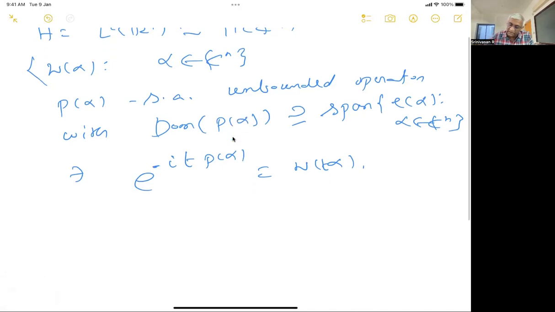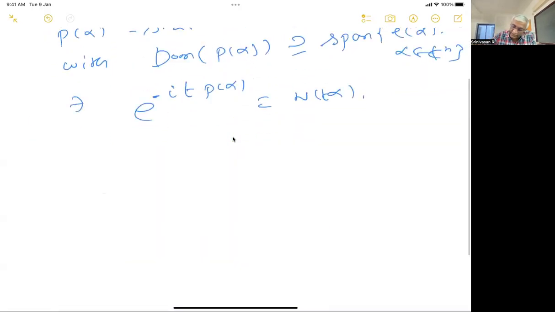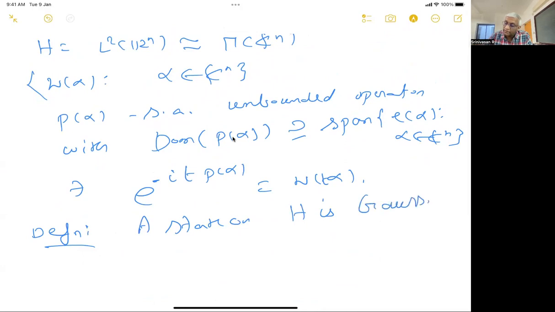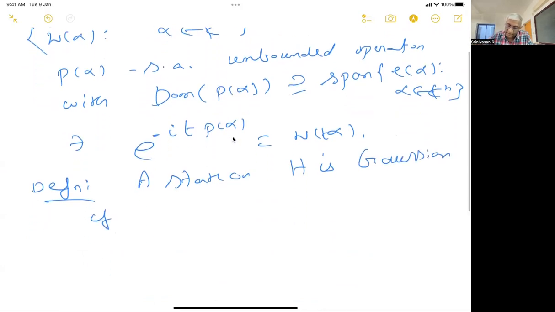Okay, so this is it. And we say a state is Gaussian, definition. We haven't defined it formally, so we have said it orally several times. A state on H is said to be Gaussian if the distribution... we have a state, we have a self-adjoint operator, then there is a distribution on the real line, indeed on the spectrum of the self-adjoint operator. That is what is called the distribution of this observable P alpha under this rho.